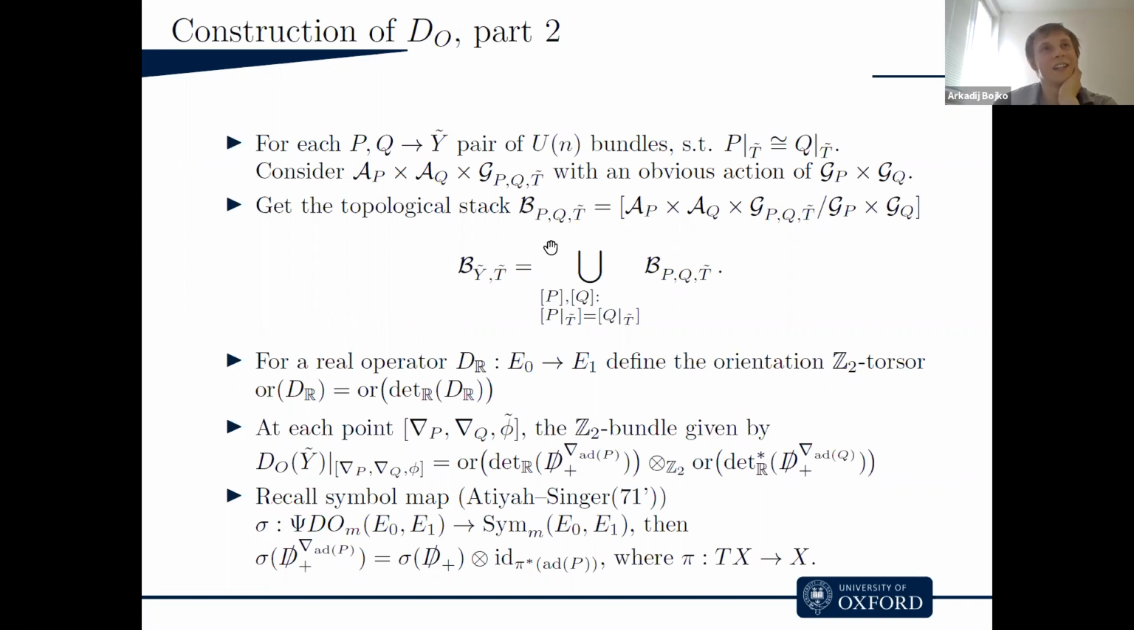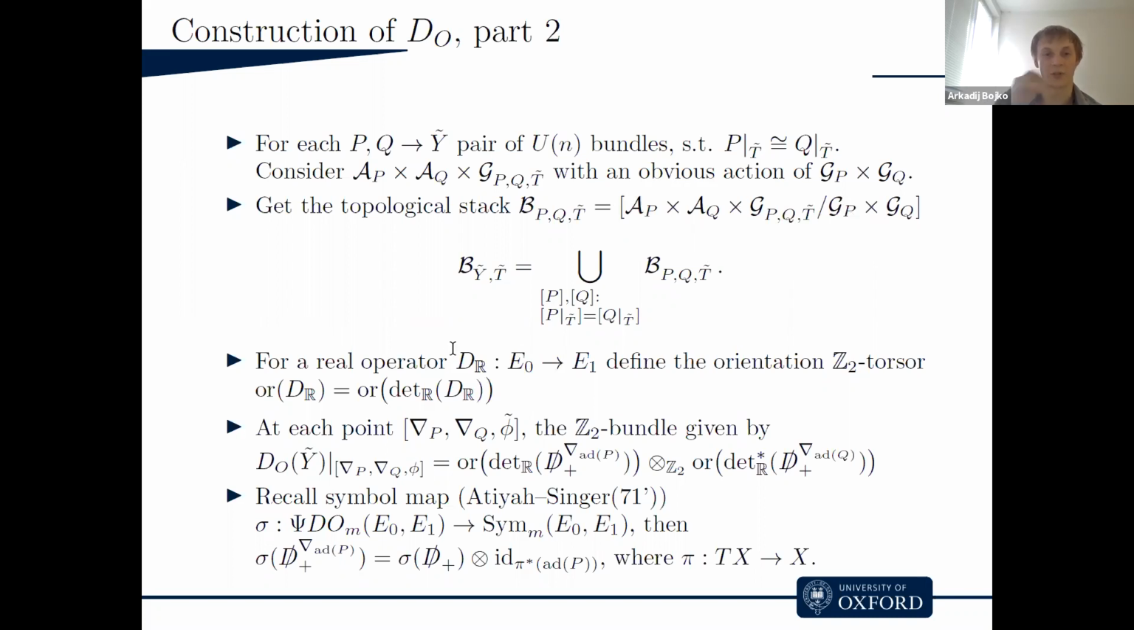So really, if you weren't thinking about this language of stacks, it is also possible to think without that, but you wouldn't get a very nicely behaved Z2 bundle and nicely behaved topological space. The point is that if you're not used to the language of topological stacks, you can think here of really taking a quotient by a group action.